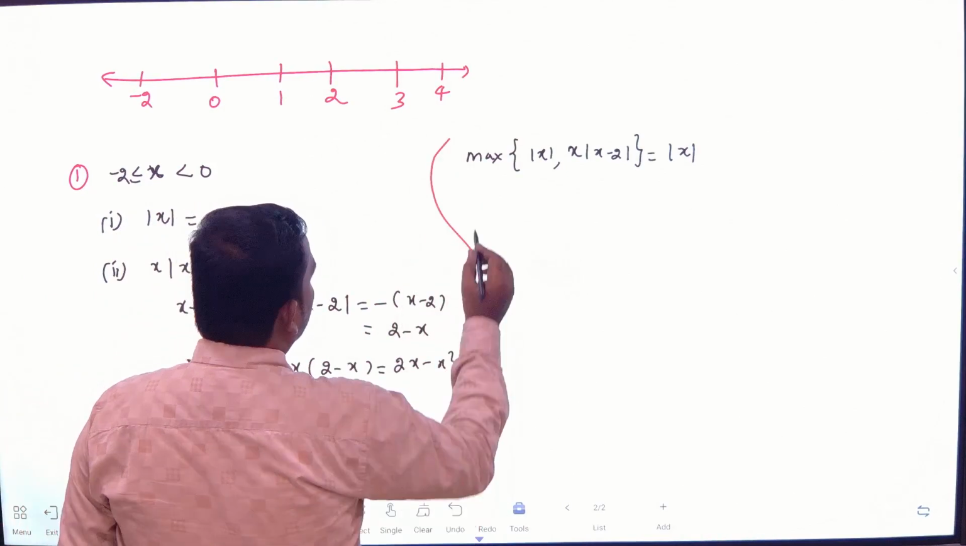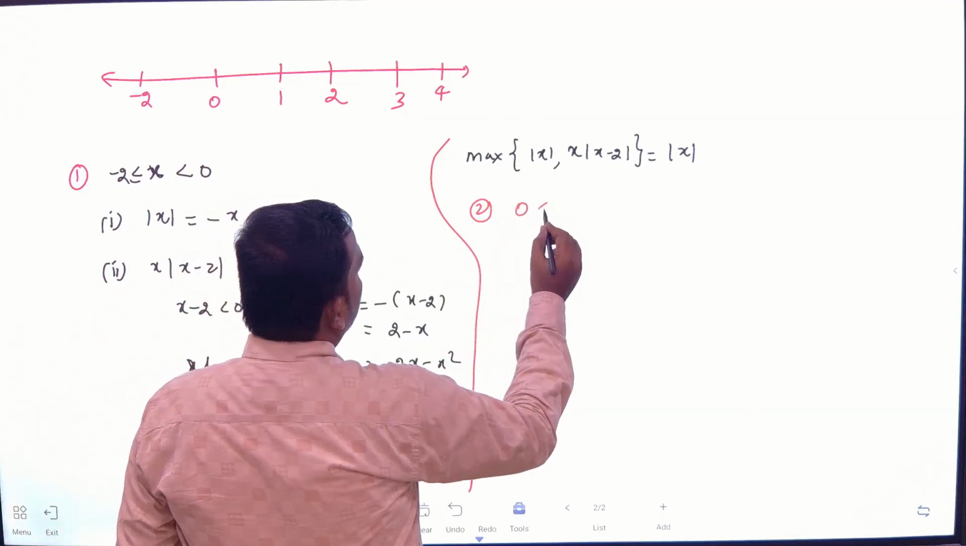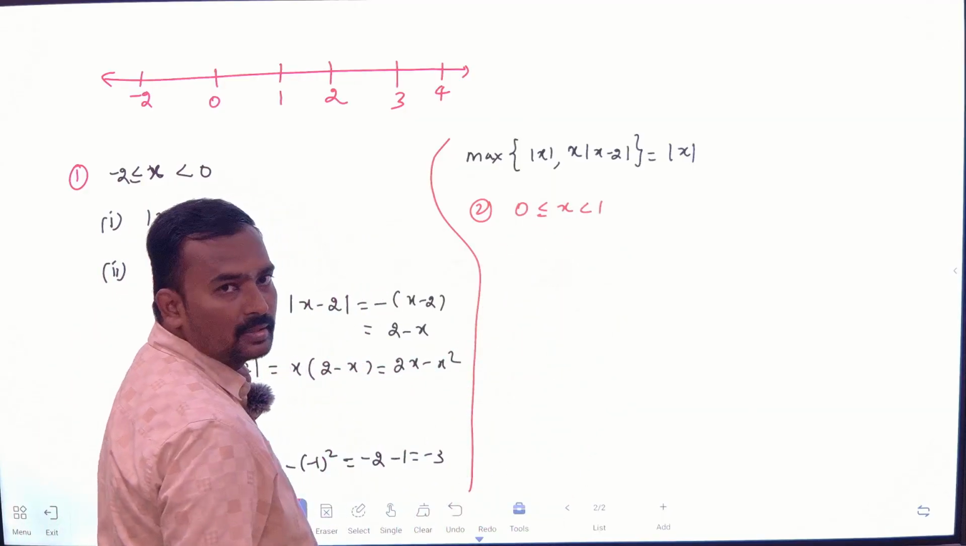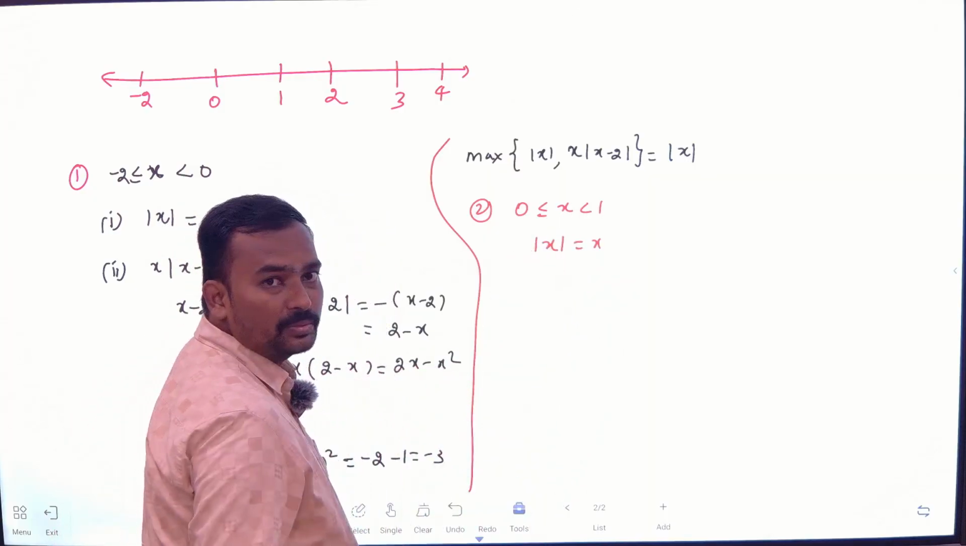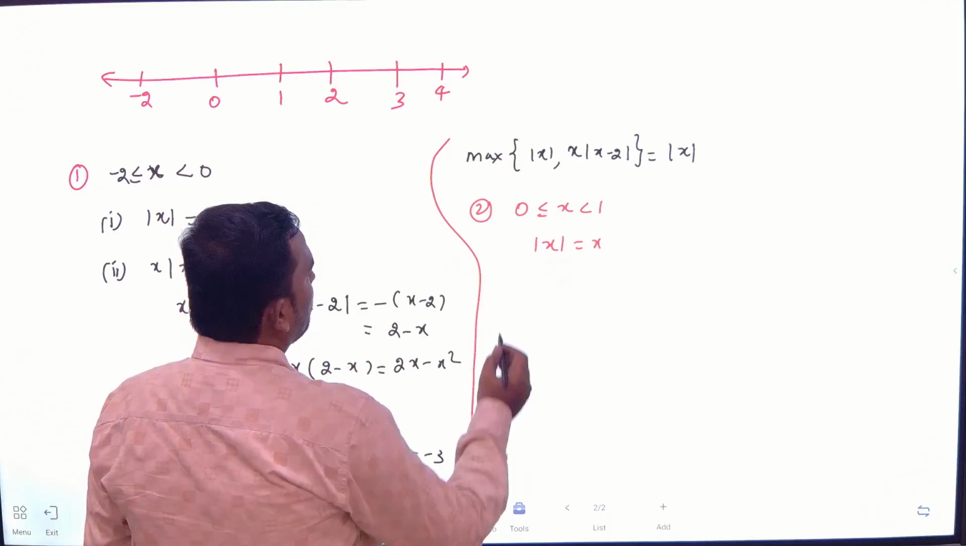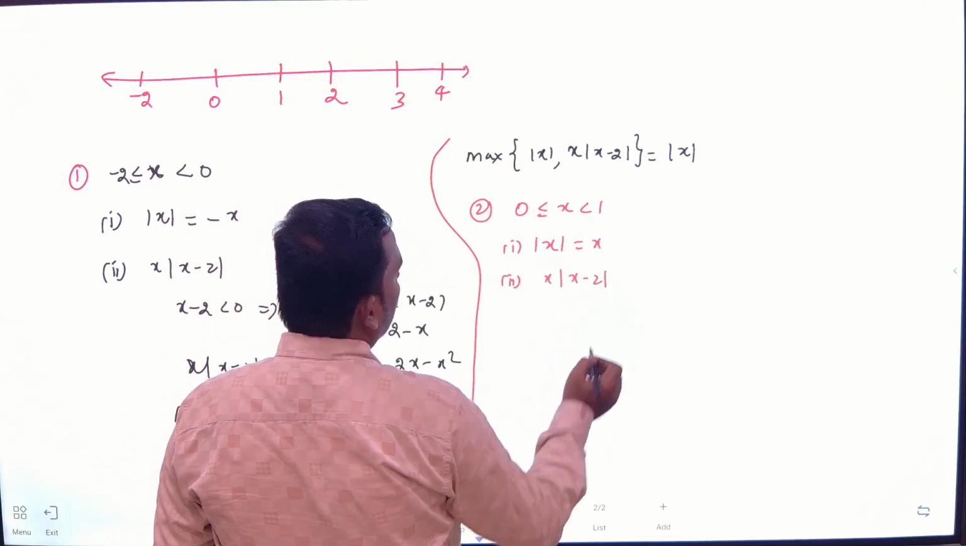Second one you can see. Which interval you have to take? x is 0 to 1 you have to take. So definitely mod x is equal to x because x is positive. This is the first one. Second one, you can see x into mod x minus 2 you have to check.